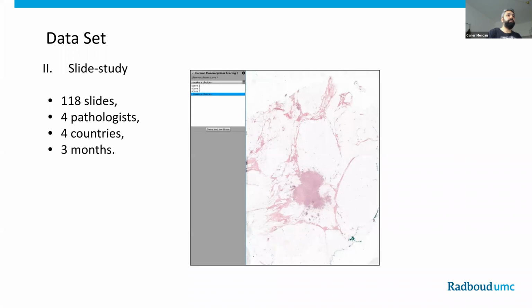And the second study was designed to have pathologists score nuclear pleomorphism on the entire whole slide images, instead of just selected regions of interest. For this, we collected an additional 118 slides and asked 4 pathologists from 4 countries to score them. Similar to the ARISE study, they scored pleomorphism into one of the 3 grades.